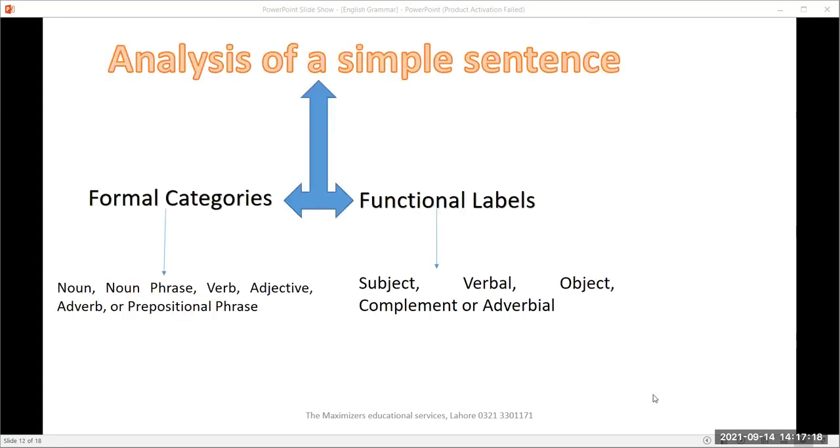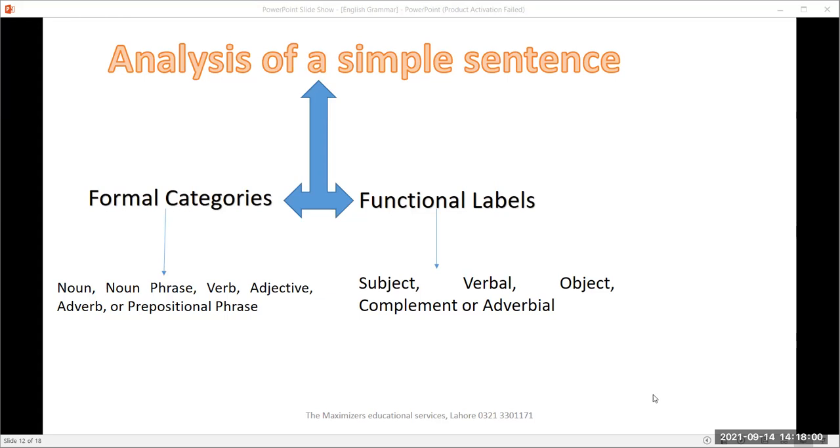Now, sometimes we are confused whether the elements of a sentence are a noun or noun phrase, or adjective or adverb, or whether they are subject, verbal, object or complement. So let's make it very clear that we can analyze a simple sentence in two ways. Either we can label its elements through formal categories, that is noun, and if a noun has two words like the old man, that will be called a noun phrase. Verb, we all know. Adjective is the quality. Adverb is the word which adds to the meaning of a verb, or a prepositional phrase like in the library, in the sky, on the table, etc.